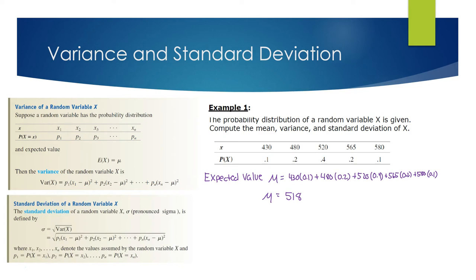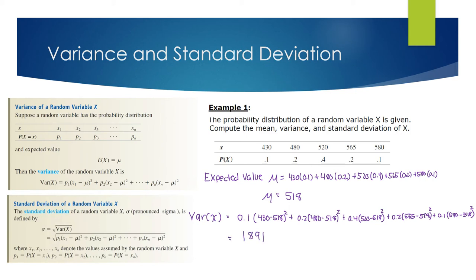For the variance, now that I have this mean to compare to, I'm going to take each one of these scores, subtract 518 from it, square that, and multiply it by the probability. So I would take 0.1 times (430 minus 518) squared, 0.2 times (480 minus 518) squared. You see the mean is coming into each one of these calculations over and over again. And when I work that out, I get that the variance is about 1,891.